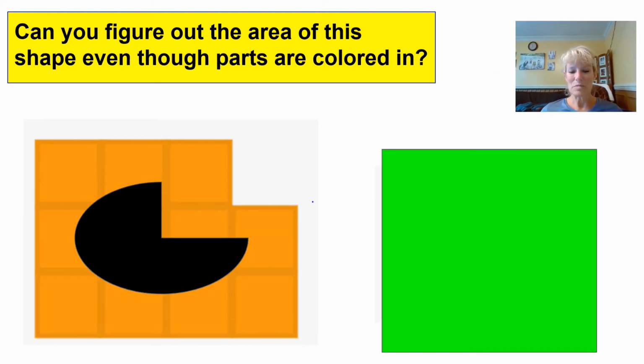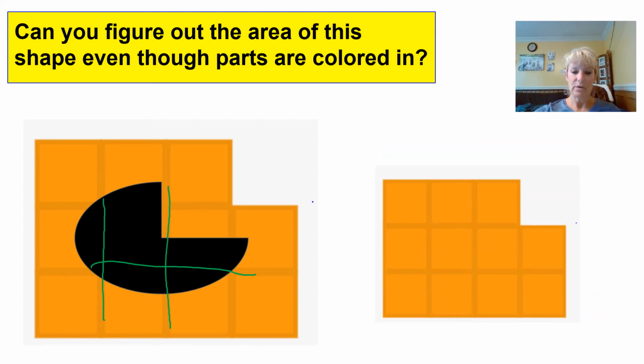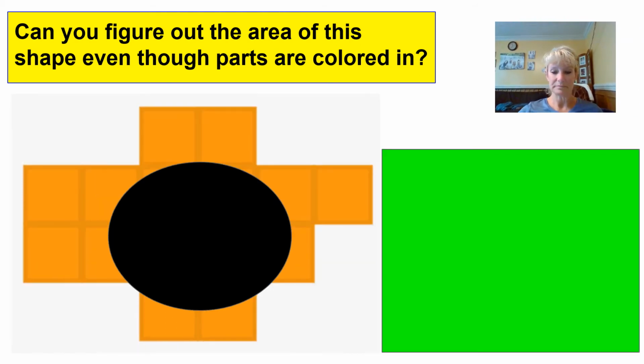All right, some more missing pieces, so try this one. Okay, again, I need to imagine with my eyes some things that are missing. And when I look over here, I can count all my parts. 1, 2, 3, 4, 5, 6, 7, 8, 9, 10, 11, 12. All right, so I have 12 square units.